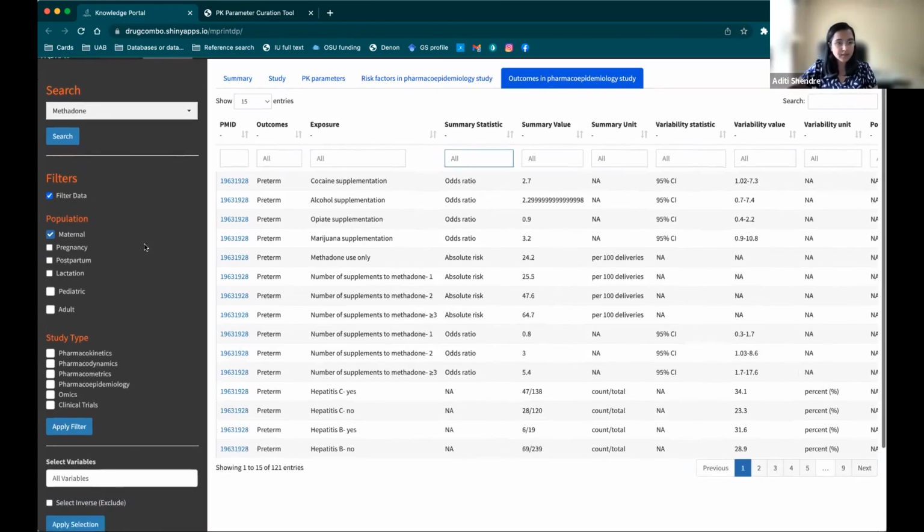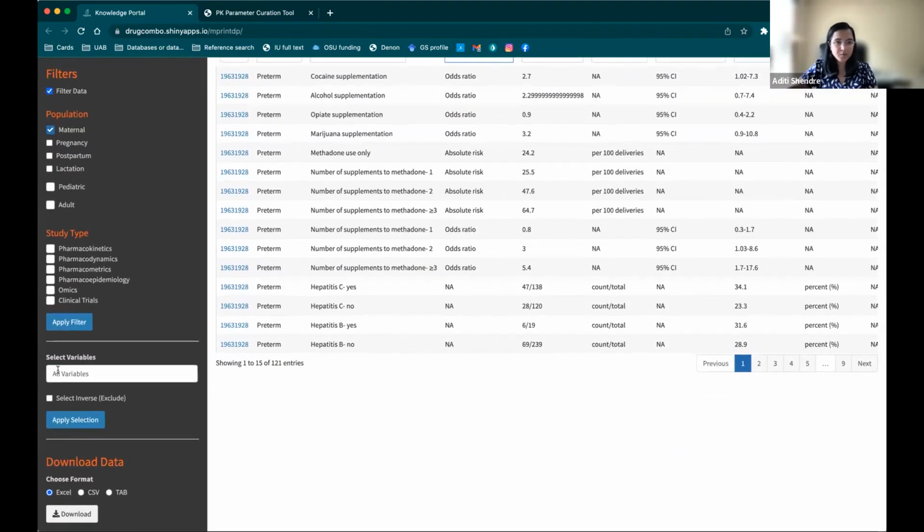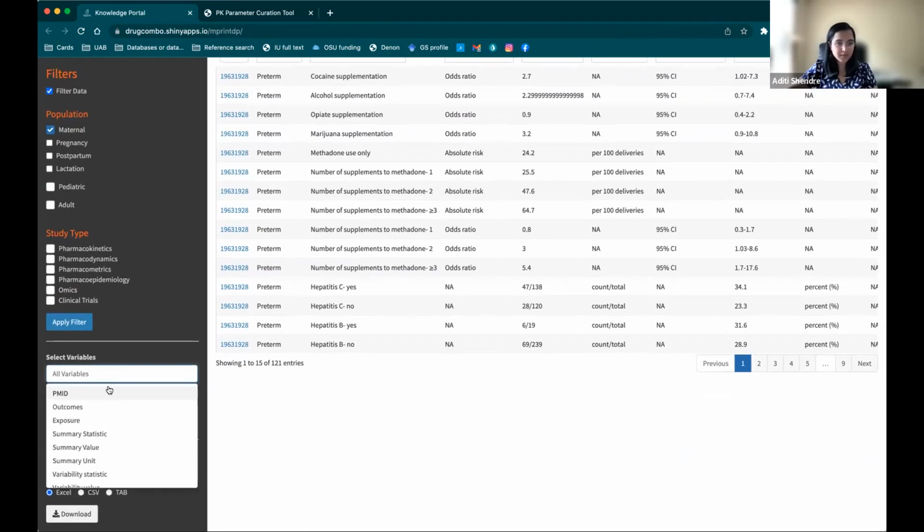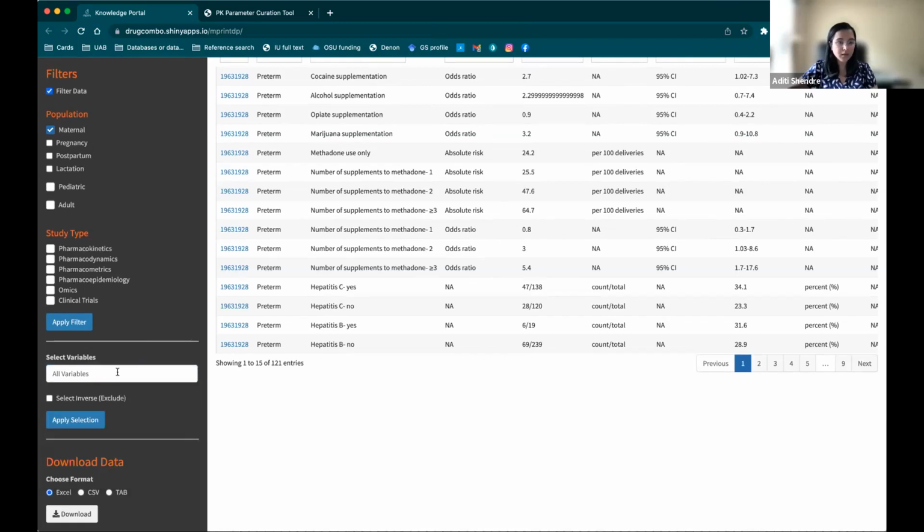And there's also an option to select the variables themselves here. So I can choose to only look at very few of these if I wanted, or the option to inverse. So if you wanted to exclude any of the variables, you could do so as well. You can apply those selections. And then we have the option to download the data, either as an Excel, CSV, or a tab file.